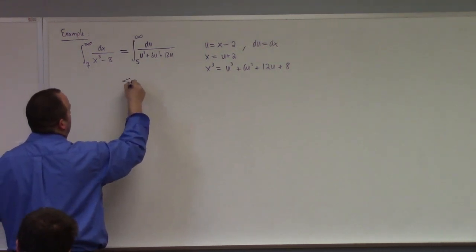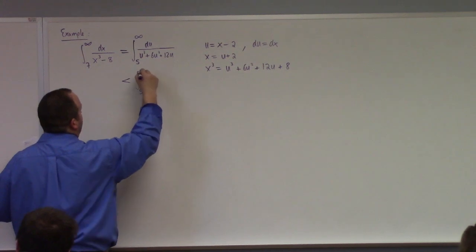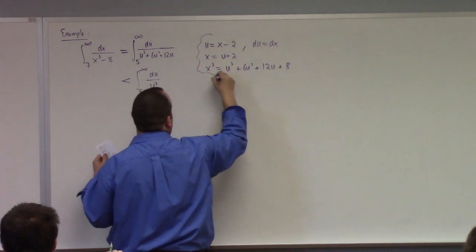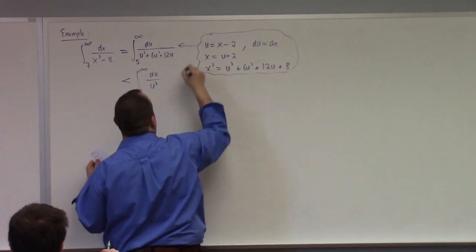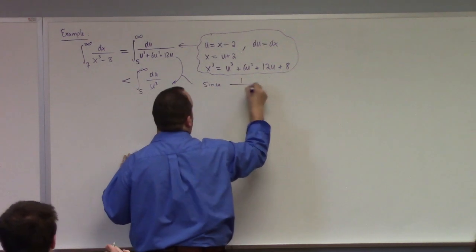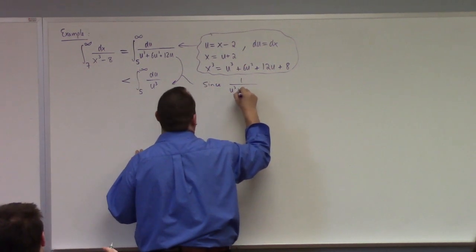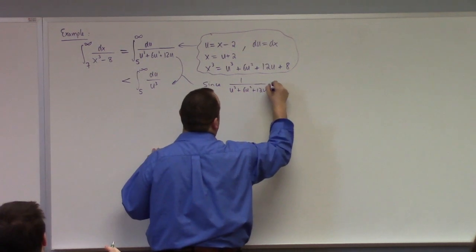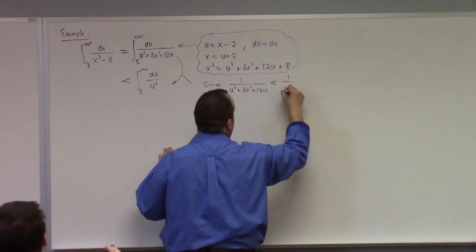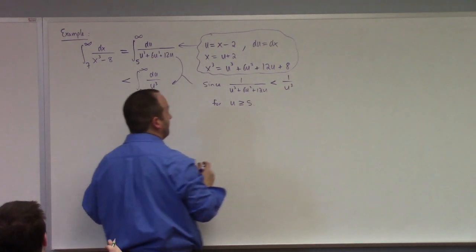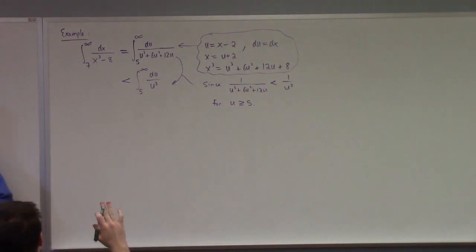Well, that's better because then we can use our basic trick, which is what? This is less than the integral from 5 to infinity of du over u cubed. Going from here to here, why? Since 1 over u cubed plus 6u squared plus 12u is certainly less than 1 over u cubed for u greater than or equal to 5. So by comparison, we can trade the integral above for the integral below.